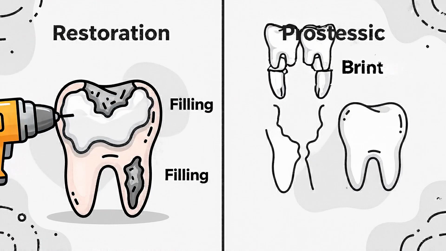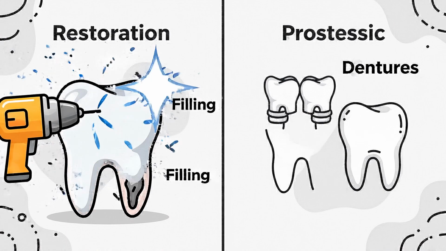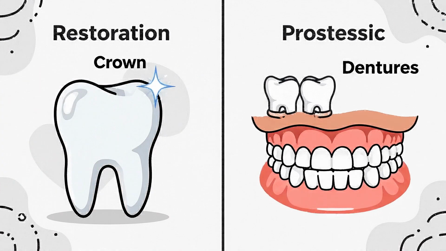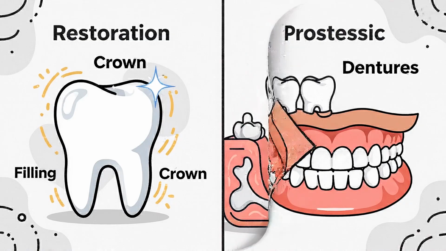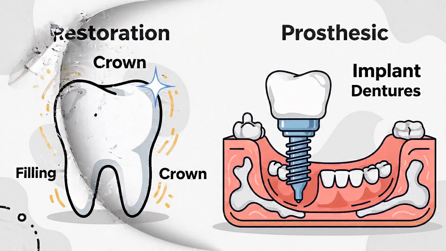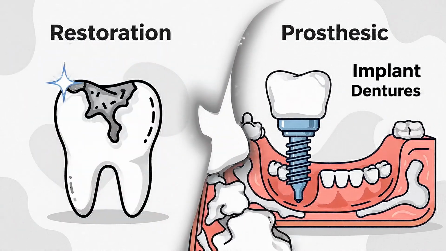Restoration versus prosthesis. A restoration fills a gap in a tooth, fillings, crowns. A prosthesis replaces missing teeth with bridges, dentures, and implants.